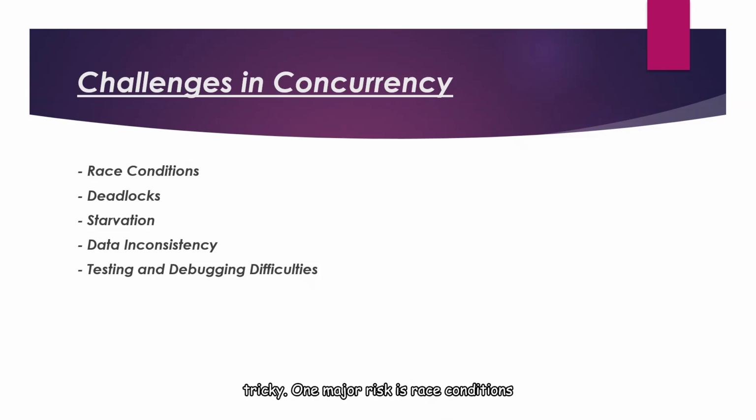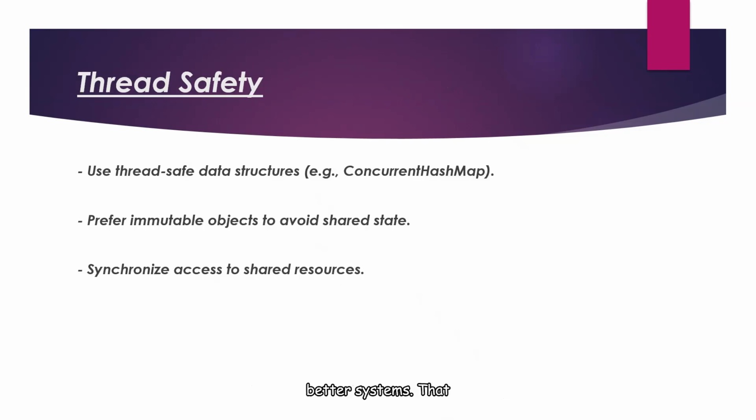But of course, with great power comes great responsibility. Concurrency is tricky. One major risk is race conditions, where two or more threads access shared data and try to change it at the same time. Then there are deadlocks, a classic nightmare where two threads wait forever for each other to release resources. We also face starvation, where some threads might never get a chance to execute because others hog the resources. And debugging these issues is often much harder because bugs in concurrent systems are usually intermittent. They don't always show up in testing. Understanding these challenges is the first step toward designing safer, better systems.